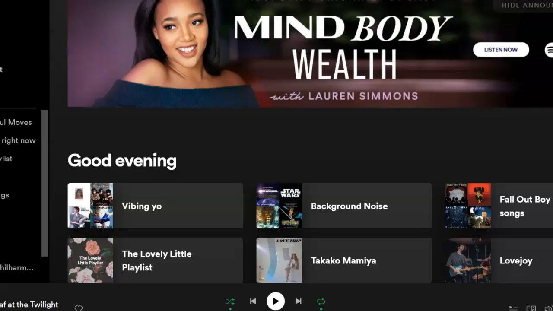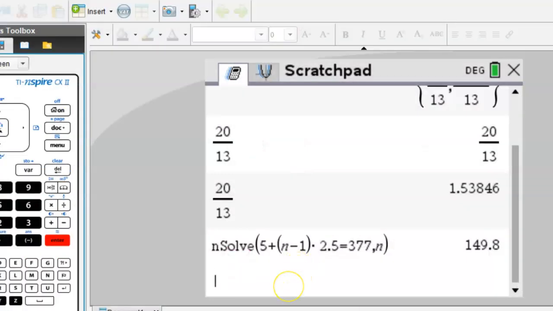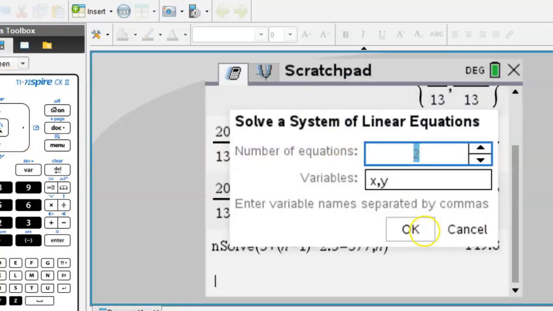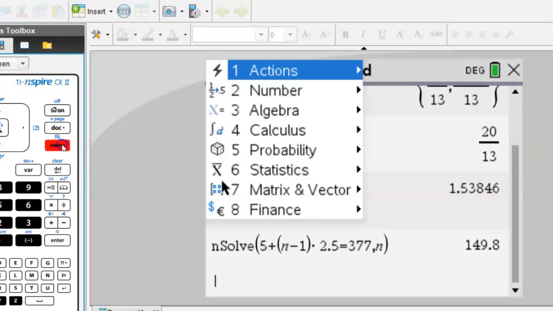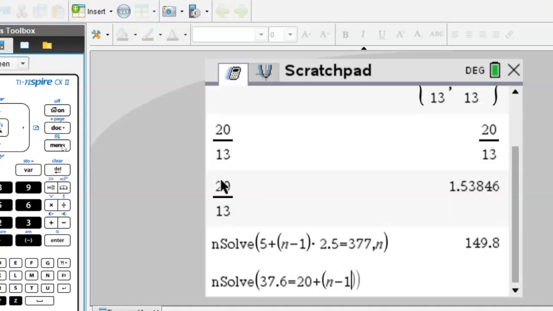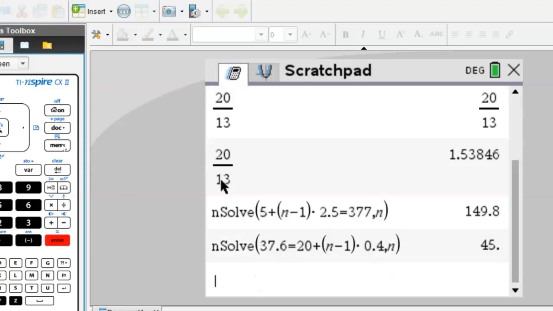So let us do that. I don't suggest getting too used to nsolve. It's good to know how to algebraically solve it. So, oh, whoops, not linsolve, nsolve. 37.6 equals 20 plus n minus 1 times my common difference, 0.4. Solve for n. 45. There are 45 terms in this sequence.